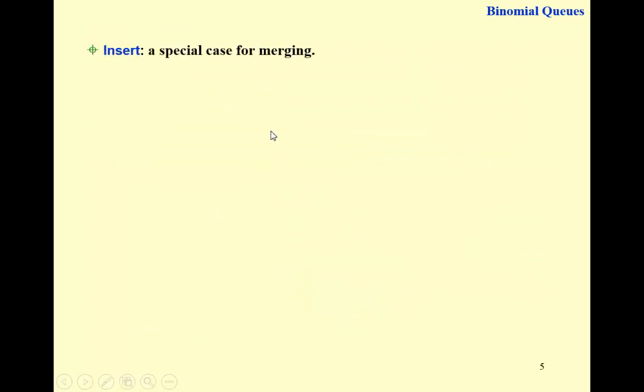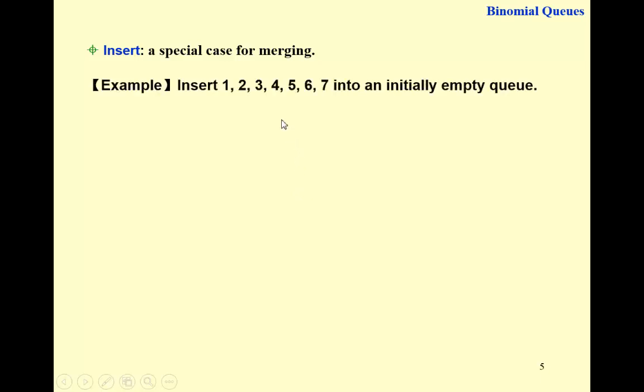Okay, the next one is about insertion. Insertion is only a special case of merging, so there's nothing more to say. What's interesting is to see how we're supposed to insert a sequence of keys one by one into an initially empty queue. What is the total time? We know that if we do the same thing with an ordinary heap, the total time is going to be big O of n. So now with a binomial queue, can it still be big O of n?